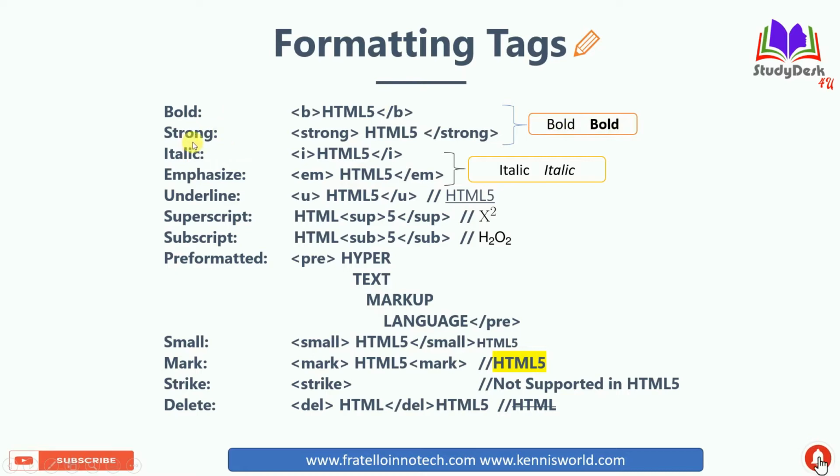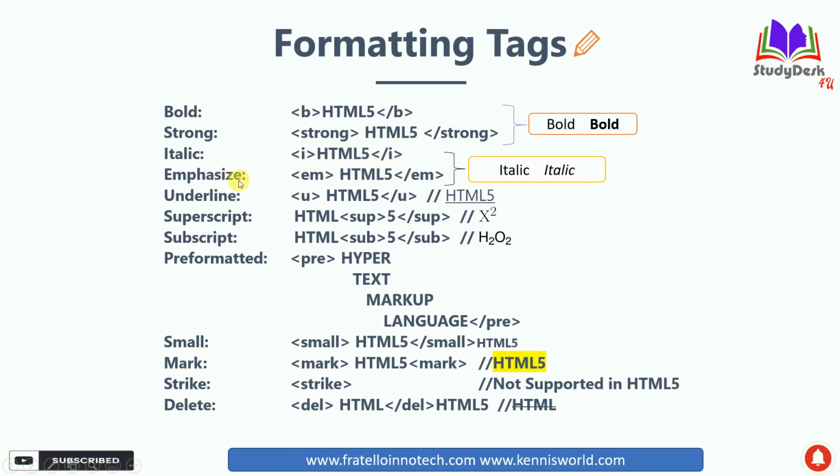And the next one is strong. It defines the text with strong importance. For this tag, starting tag and ending tag with the content in between, it also looks like the bold tag. Both are the same. And the next one is italic. If you want to give your text an italic style, we can use this italic tag. For that, the tag is I, starting I and closing I with our content in between.